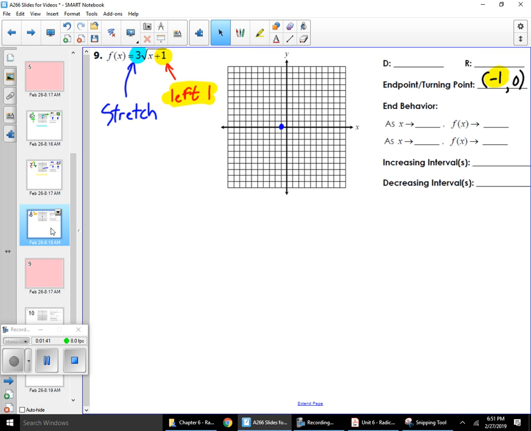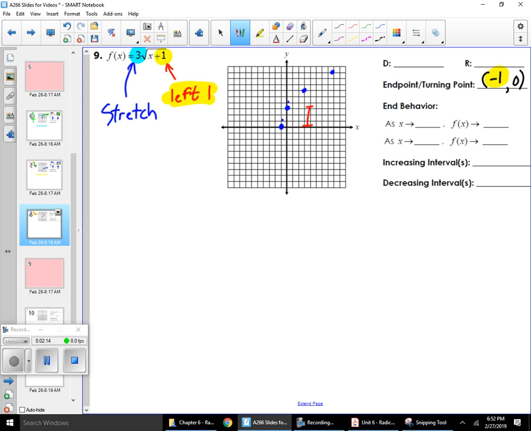So instead of up 1, I'm going to go up 3. 1, 2, 3, and over 1. And then I'll go up 1, 2, 3, and over 1, 2, 3. And then I go up 1, 2, 3, and over 1, 2, 3, 4, 5. And if I had room, I could go up 3 over 7, up 3 over 9, up 3 over 11. We're just stretching this interval between points.